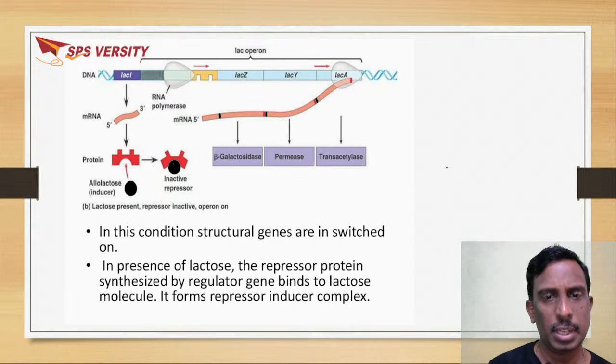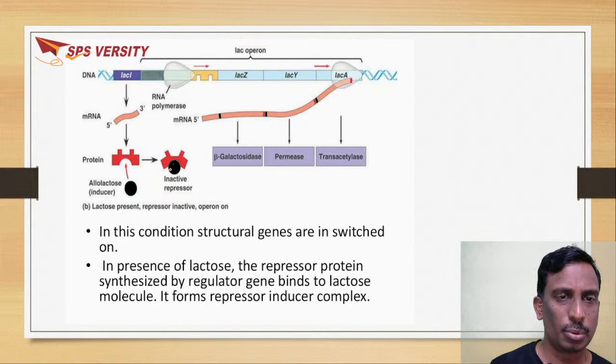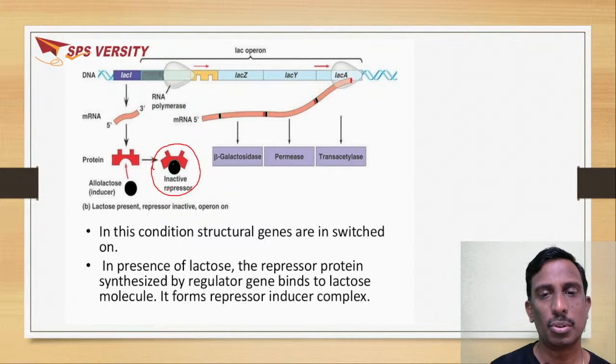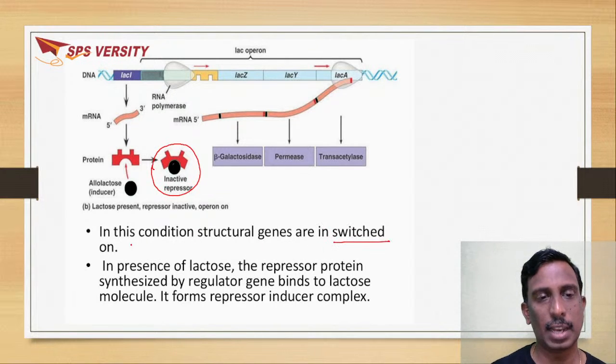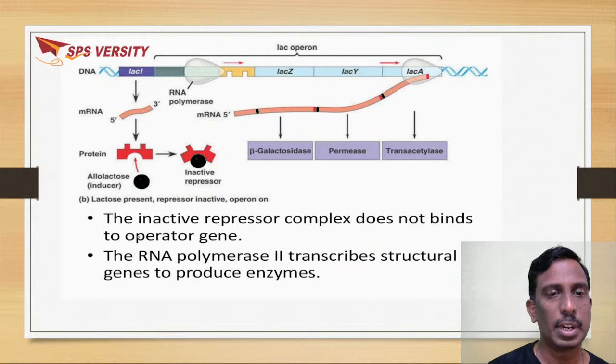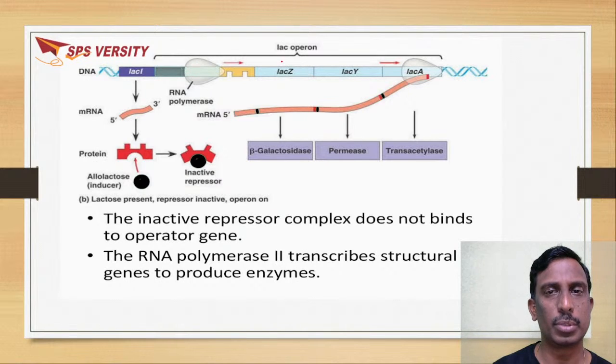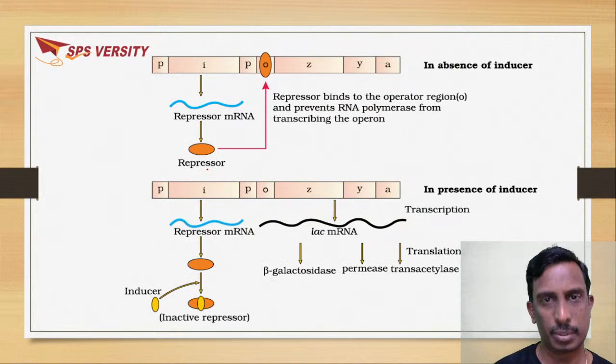So here the lactose binds to the repressor, so that the repressor becomes inactive. Now it is in switch on condition. So the lac operon is now in switch on condition. What is the purpose of making it inactive? The purpose is that it cannot bind to the operator. If it binds to the operator, again the process will stop. So to keep it from binding to the operator, it is made inactive, so that the structural genes will undergo normal transcription and translation, which will form enzymes.